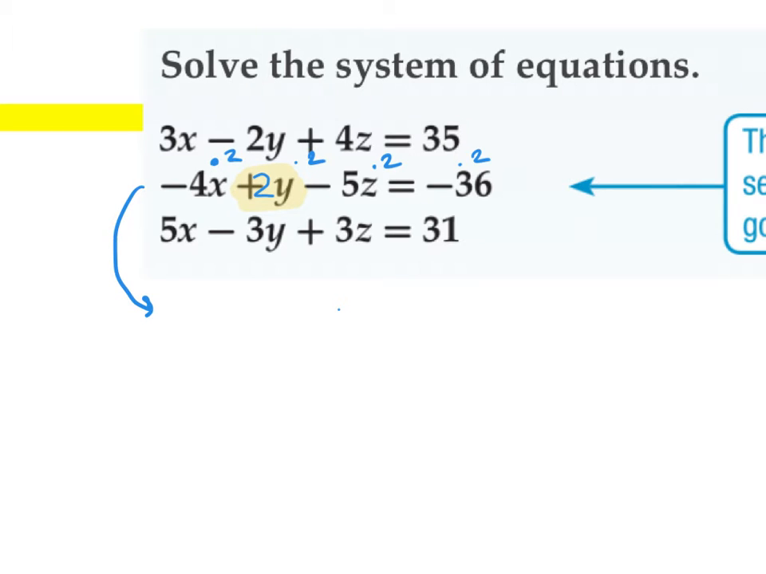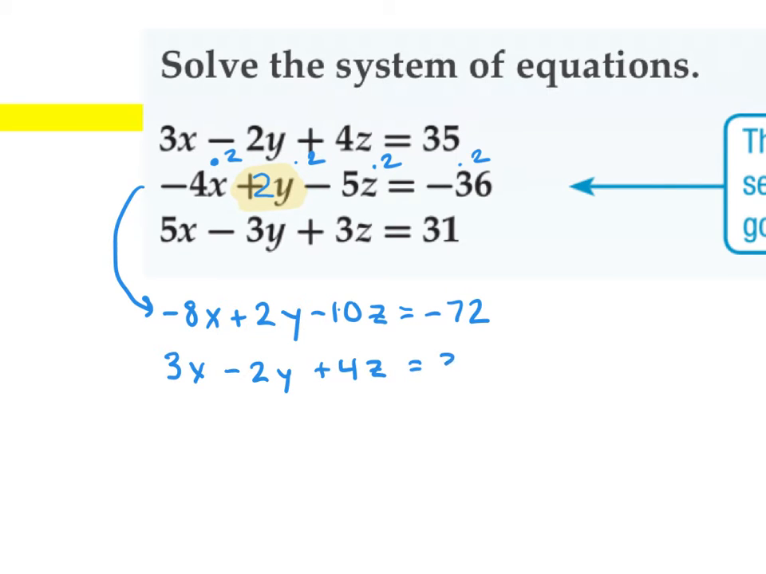What's negative 4x times 2? Negative 8x. We already multiplied the plus y times 2, so that's just 2y. What's negative 5z times 2? Negative 10z. And what is negative 36 times 2? Negative 72. So we already said we're going to combine it with the first equation, so I'm just going to rewrite the first equation down below. So we have 3x minus 2y plus 4z is equal to 35.